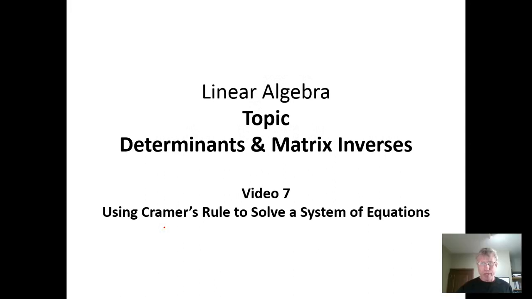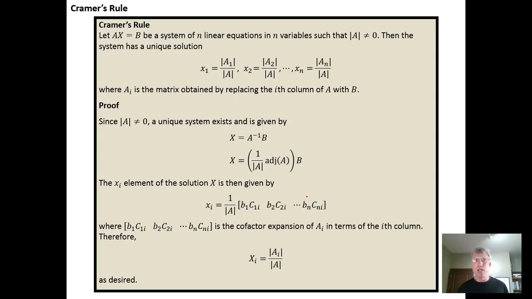So in this video we're going to introduce Cramer's rule and then use it to solve a system of equations. What's interesting about Cramer's rule is it gives us a method for solving a system of equations that utilizes only determinants. So the idea is, if AX equals B is a system of n linear equations in n variables, so that way we get an n by n coefficient matrix A. As long as the determinant of A isn't 0, then the system has a unique solution, which we've already seen. Cramer's rule, though, gives an interesting way of coming up with that solution.